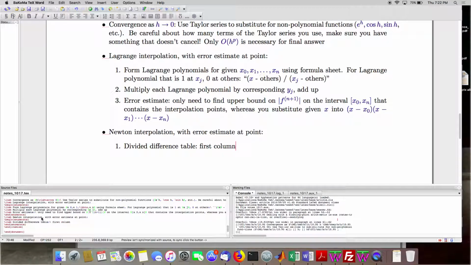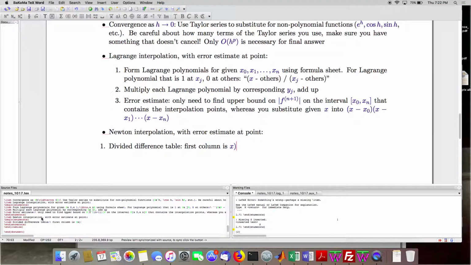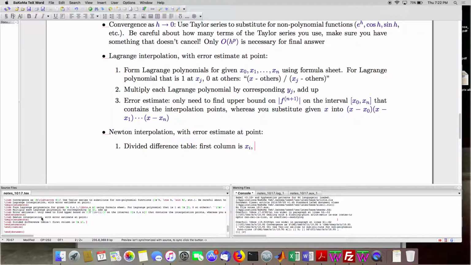First column is the x's. Second column is your y values, and those are your lowest order divided differences. Then go to higher order divided differences from there. So there's an example in the text. There's also a corresponding practice problem.